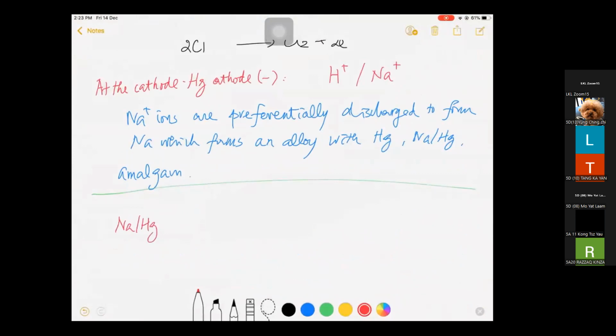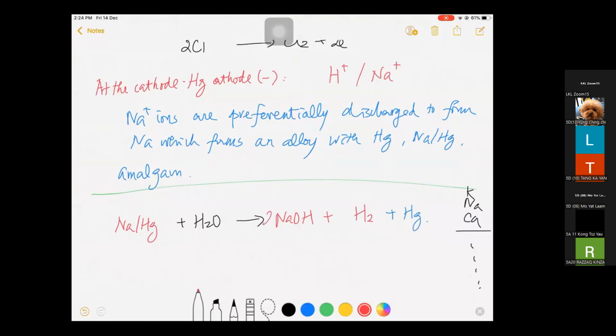Sodium in mercury reacts with water. Refer to the reactivity series: you know that potassium, sodium, and calcium can react with cold water. The others, because they are less reactive, cannot react with water. What are the products? One of the products is sodium hydroxide. Another product is hydrogen. How about mercury? Mercury does not react, and so it is just thrown out.